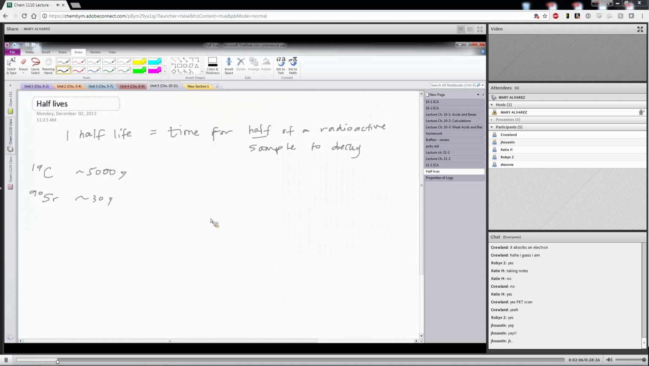But if we look at this on a scale, what we find is that if we start up here at time equals 0 with 100% of my sample, all of my sample, then after one half-life, so time in half-lives, after one half-life, I'll have 50% of my sample remaining, because half of it will have decayed. Does that make sense? You guys with me so far on half-lives?